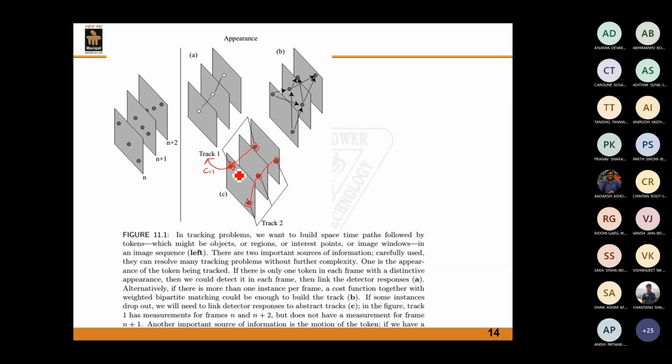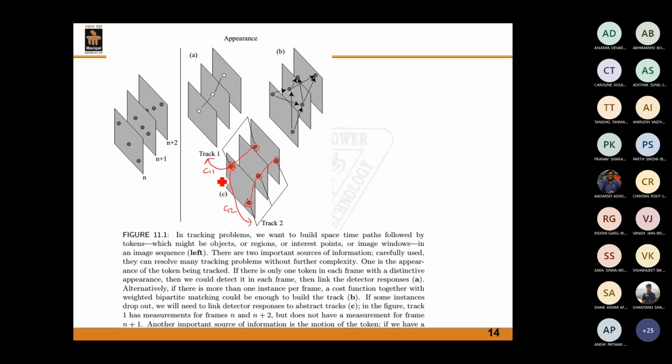And let's say the cost function that this response belongs to track 2, let me assume, can be denoted by C12. So C12 is the cost of allocating the first response to track 2, and C11 is for allocating the first response to track 1.